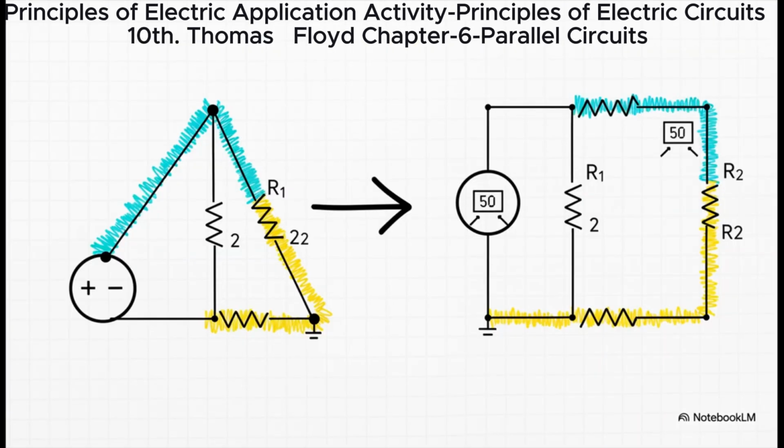So what does that mean? It means that even with this tricky drawing, both resistors are connected to the same two nodes. And if that's true, they are in parallel. So if the source is 50 volts, what will the voltmeters read? They both have to read the full 50 volts. We've beaten the geometry trap.